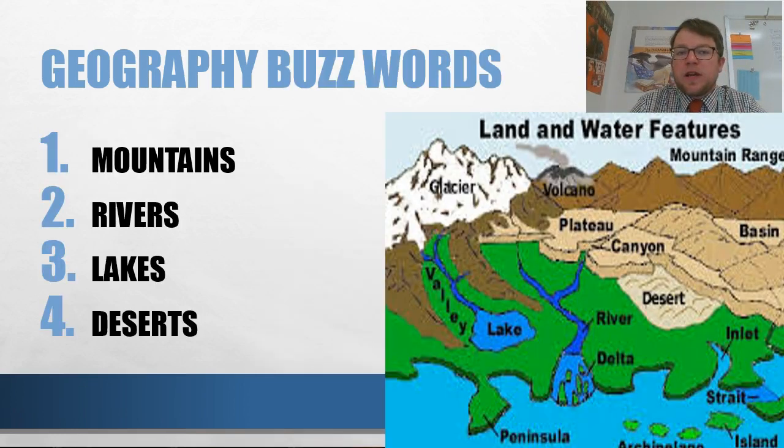And here's a good map to show you those geography buzzwords. Mountains, rivers, lakes, deserts. If you're seeing any sort of land or water feature, that's going to have something to do with geography.